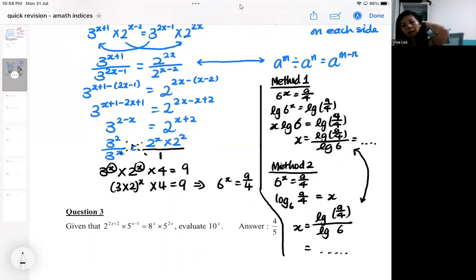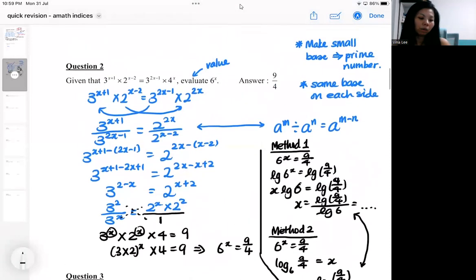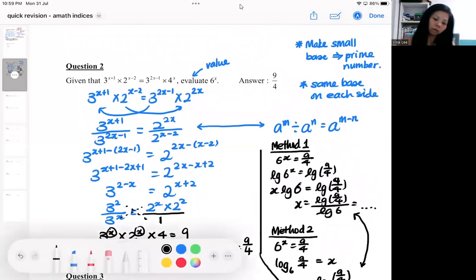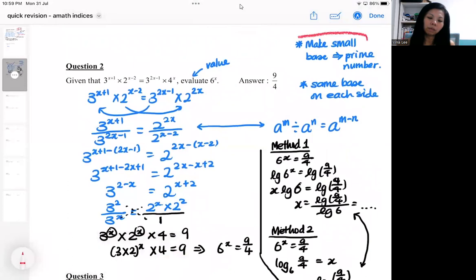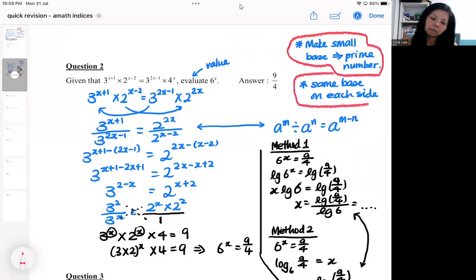Personally, I use method 1. Some of you may be using method 2. Whatever method, you will end up with the same answer. So the general steps will be, when you see an expression like this type of question, let's run through the steps first. Your job is to make the base small. Make sure you make the base as small as possible. The smallest will be a prime number. And then after that, you put the same base on each side.